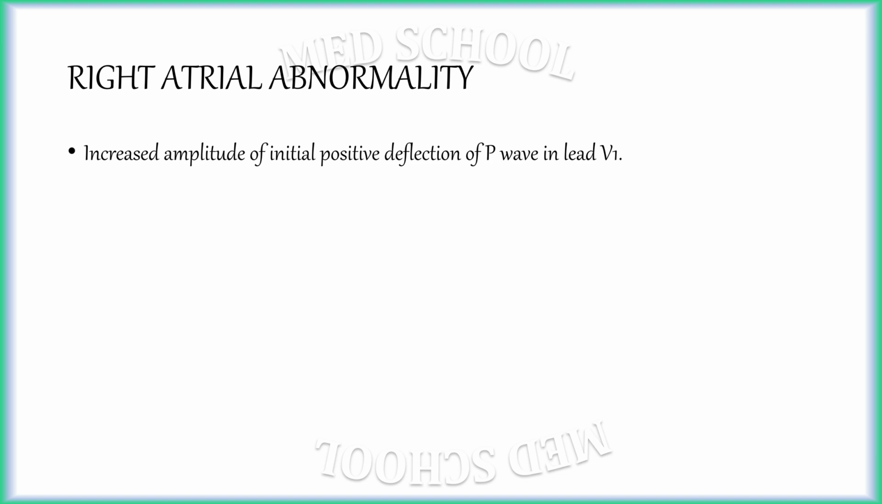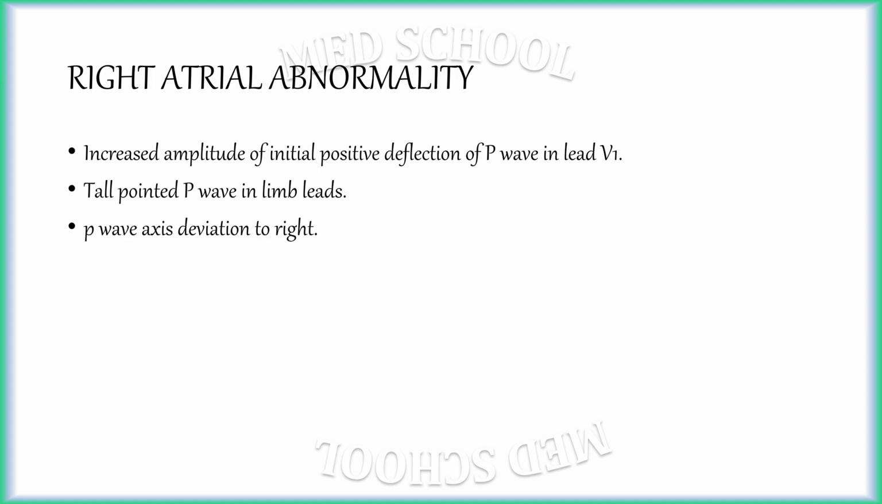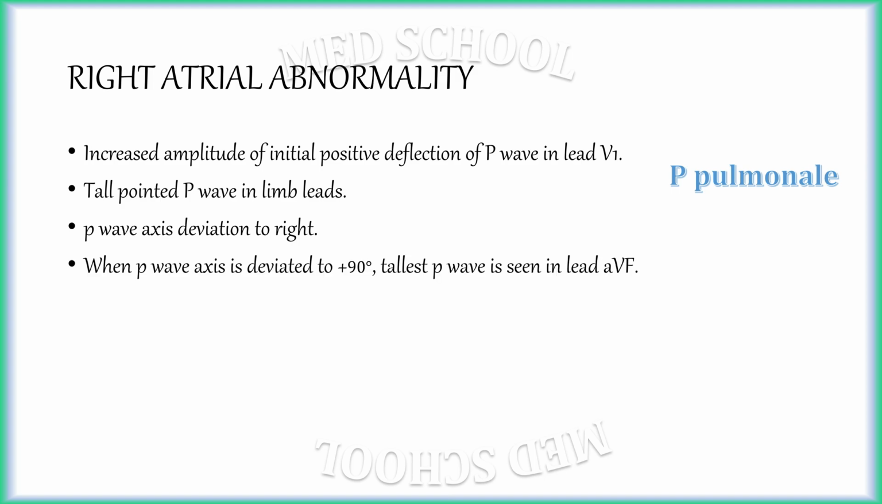ECG features of right atrial abnormality are increased amplitude of initial positive deflection of P wave in lead V1. Tall pointed P wave in limb leads. P wave axis deviation to right. When all these three changes are present, it is called as P pulmonale. When P wave axis is deviated to 90 degrees, tallest P wave is seen in lead AVF.